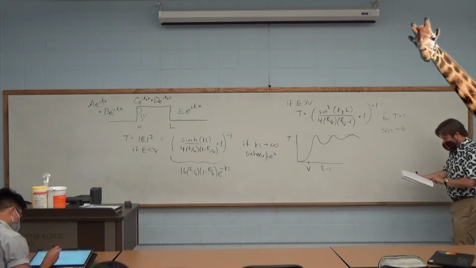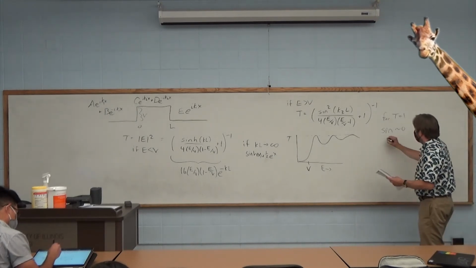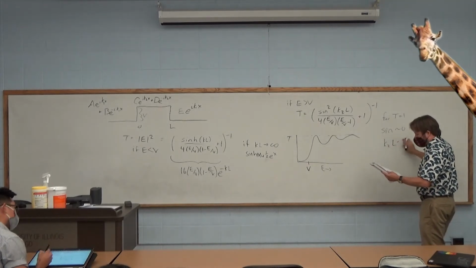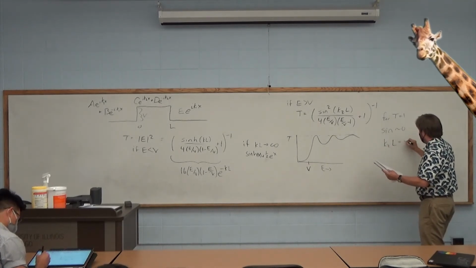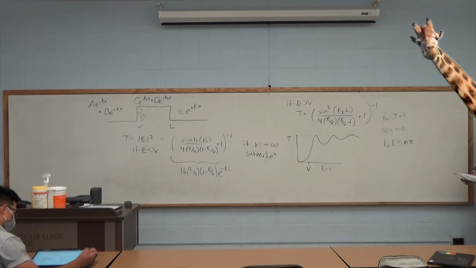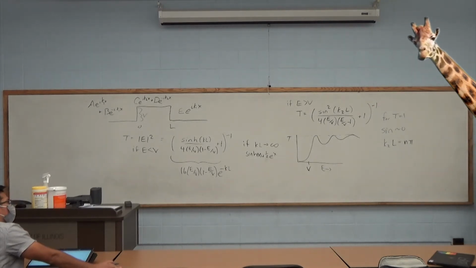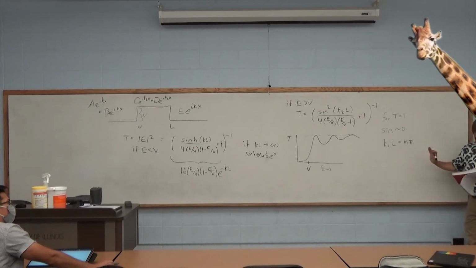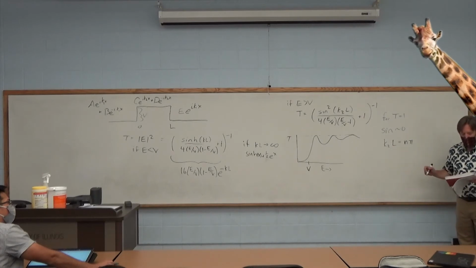Right, and you can do that when K L is equal to n pi. Now you may recognize this, and this is basically particle in the box. Right? So I won't solve it because there's a potential in there. It's a little bit more difficult.